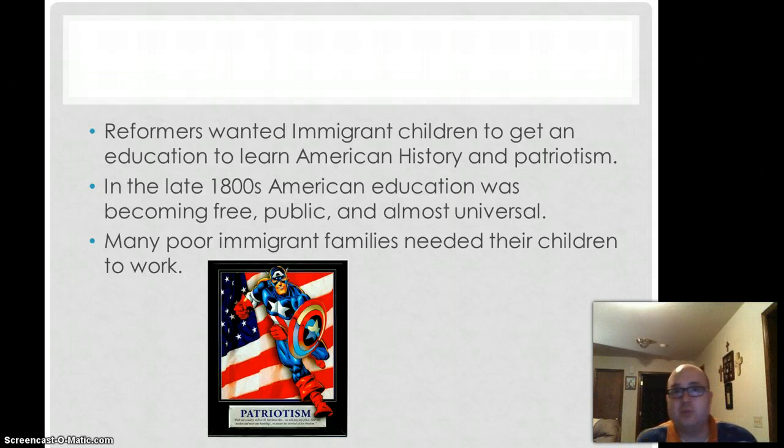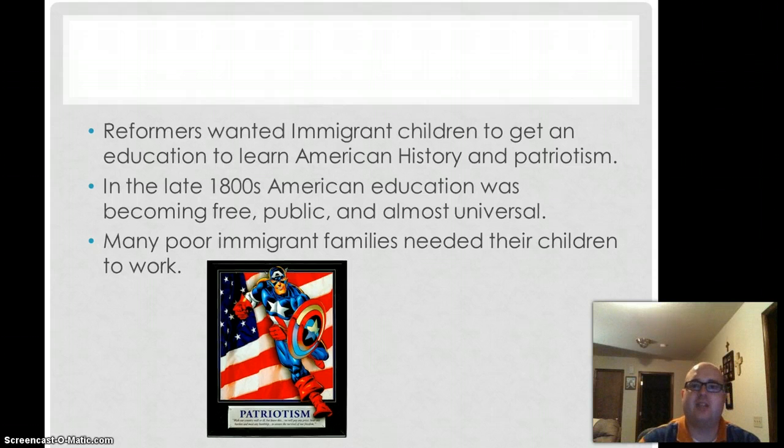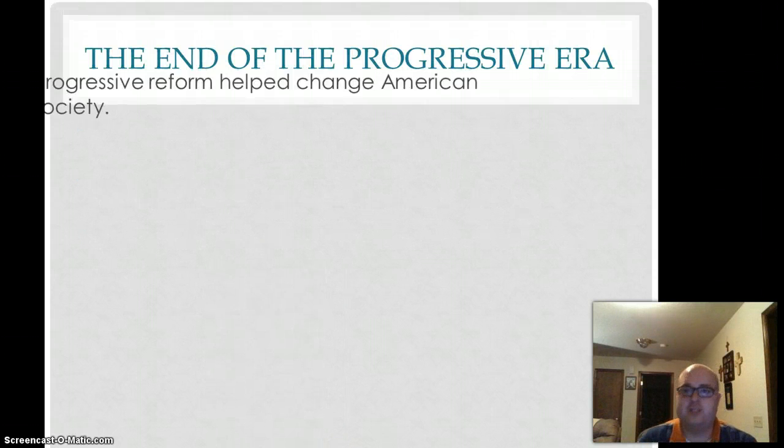But there's still problems: a lot of immigrants are poor. They needed their children to work, and so they didn't really get much education. But Americans are still trying to get them educated, trying to get them to school, and become assimilated into the culture. It's better if you go to school, learn American history, love this country, and that's what the progressive reformers were trying to do. Get these immigrants assimilated early as children to become great citizens of this country.